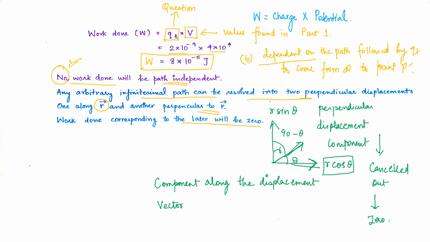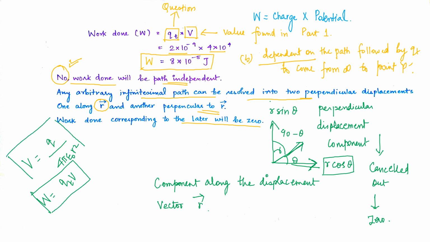So hopefully you have understood the question. You understood how to find the potential, and how to find the work done with the given potential. So these are the two formulas we have used in our question. Make a note of this and try to solve the question by yourself, and try to solve questions which are similar to this to have a better clarity.